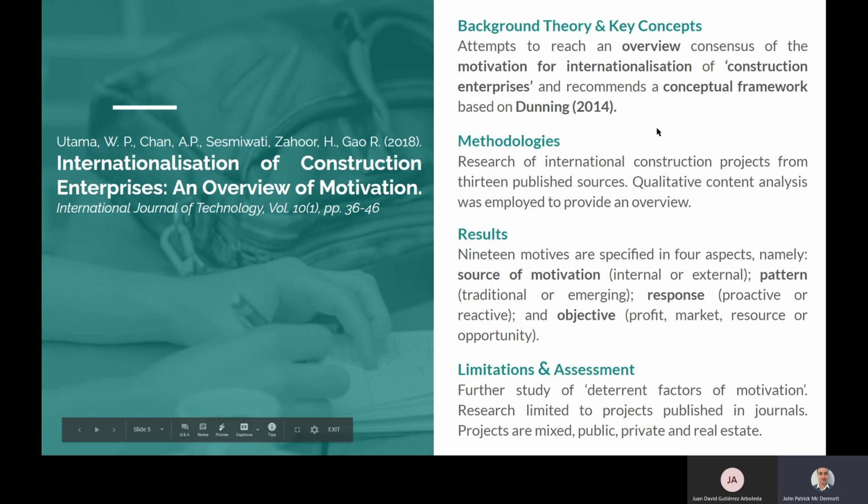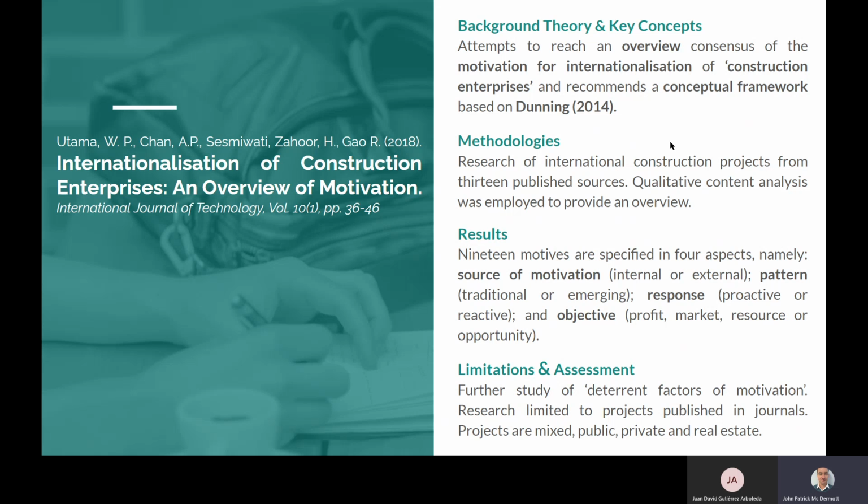The third paper I want to present is the Internationalisation of Construction Enterprise, an overview of the motivations, entirely focused on motivations, obviously. It attempts to reach an overview consisting of the motivations for internationalisation of construction enterprises and recommends a conceptual model based on Dunning's work, which was, I think, republished in 2014, but his work was originally done in the 1990s. The methodology employed: research of international construction projects from 13 published sources.